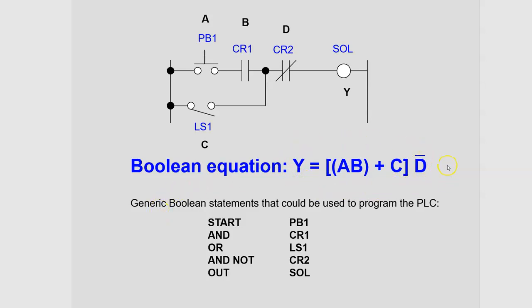Some PLCs allow you to enter this directly into the CPU. And so here's a generic way it might be done. Start PB1. It says AND PB1 with CR1. So they're ANDed. And then OR that with LS1. So that takes care of this. It's OR, LS1 is C.